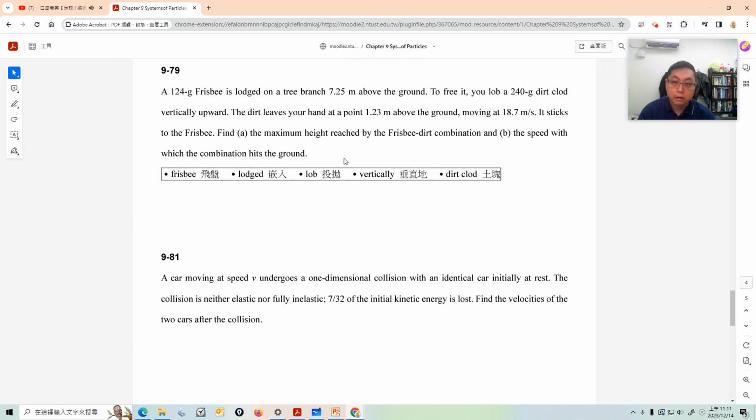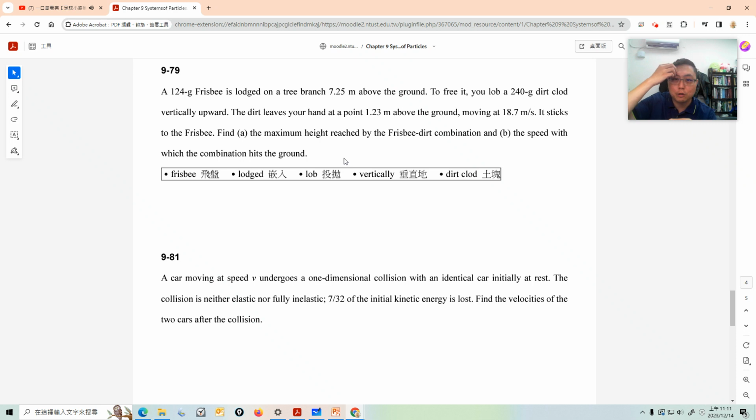It says there's a frisbee stuck on a tree, and its height is 7.25 meters above the ground. You want to free this frisbee, so you throw a dirt, and this dirt has a mass. You throw the dirt vertically upward. The initial position of this dirt is 1.23 meters above the ground, and you give the dirt an initial velocity of 18.7.